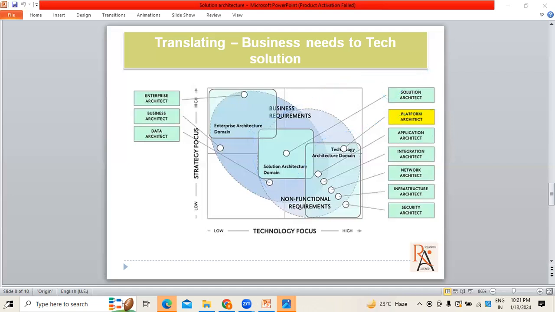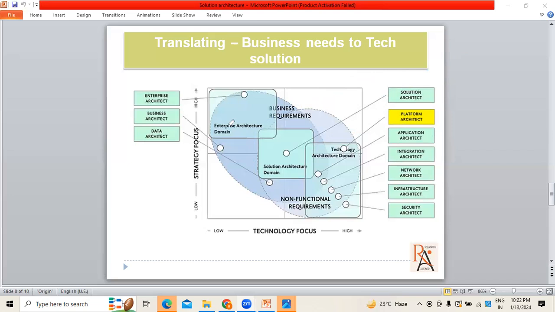Clear? Is it clear, Aishwarya and Ramakrishna? Yes. Is it clear, Ramakrishna? Yes. Okay, right. Okay, Aishwarya.